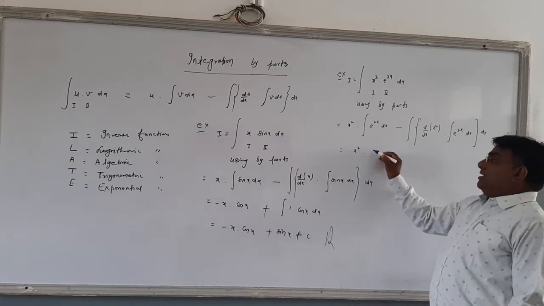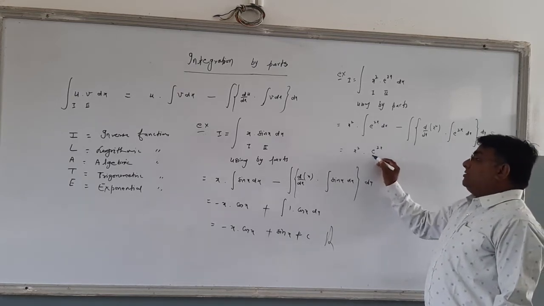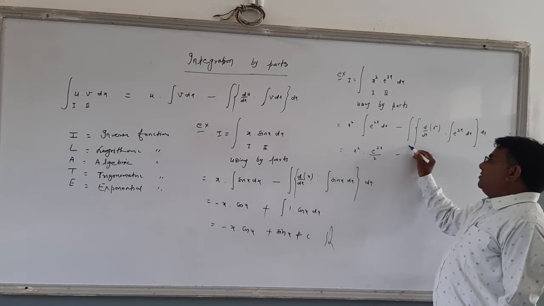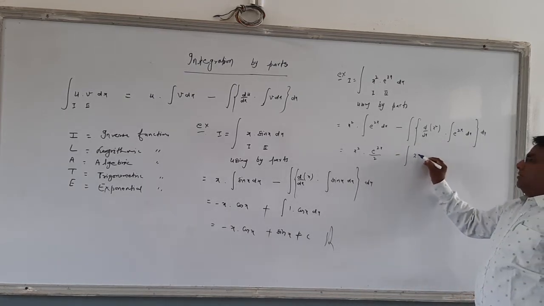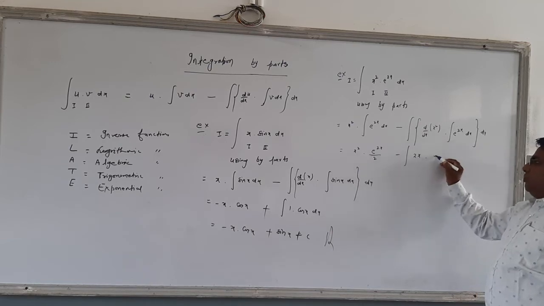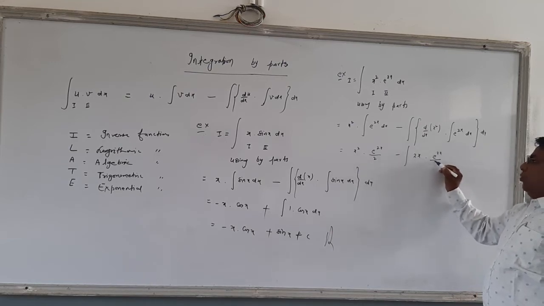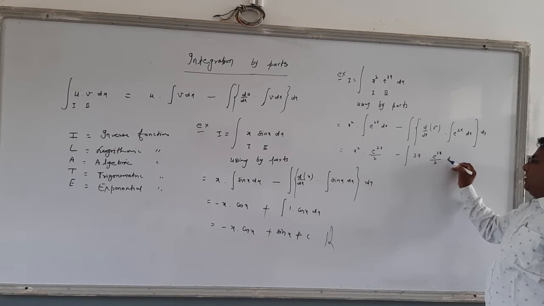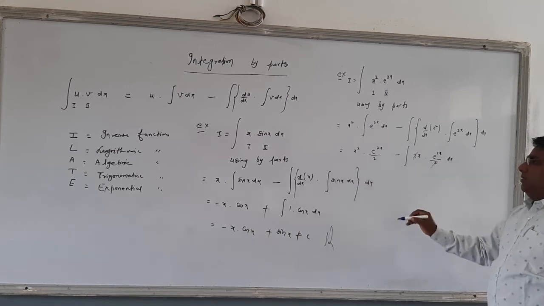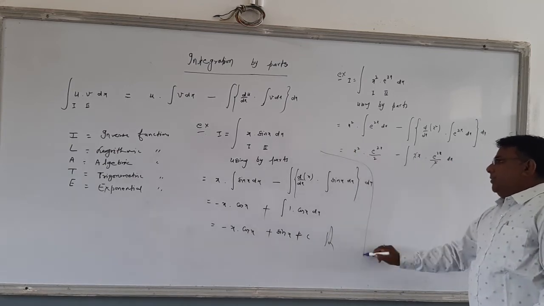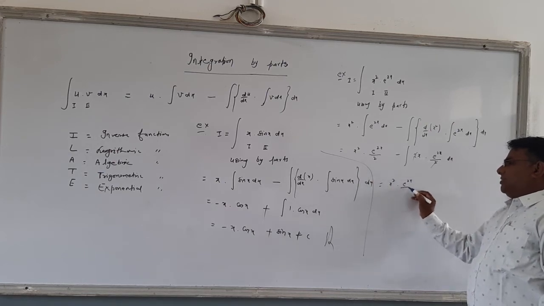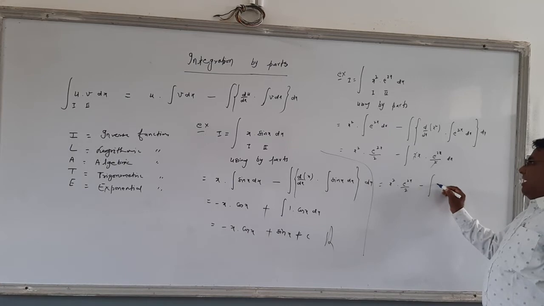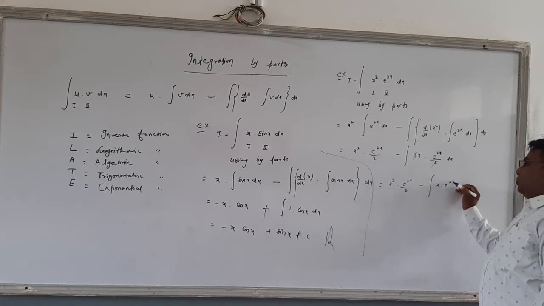The integration of e raised to power 2x is e raised to power 2x upon 2, minus integration as it is. Now what is the differentiation of x square? That is 2x. What is the integration of e raised to power 2x upon 2? Apply substitution method, then 2 cancels. Now look here, x square as it is, e raised to power 2x upon 2 as it is, minus the integration left is x into e raised to power 2x.